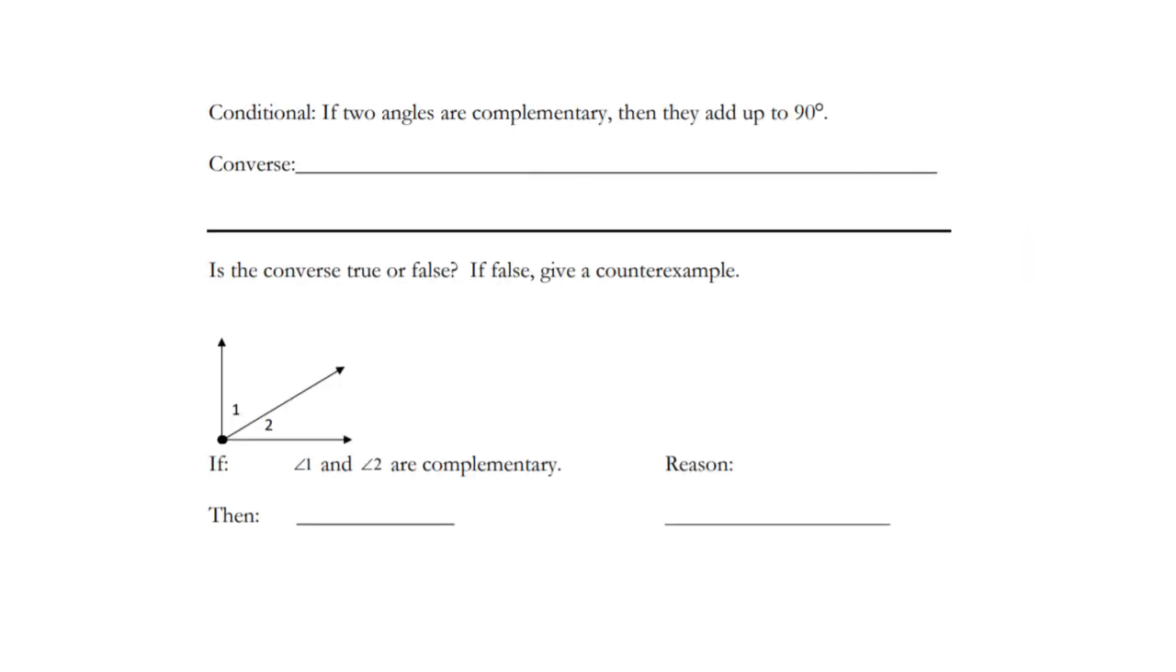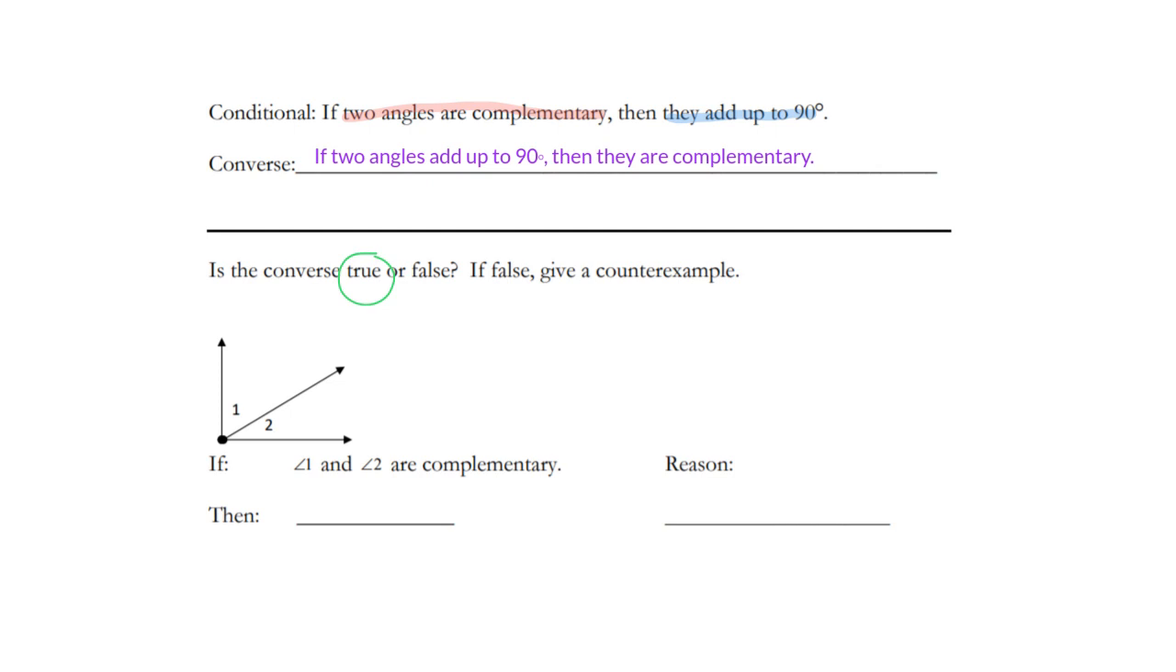Okay, so next we're going to review or remind ourselves what complementary means. So we have a conditional statement. It says if two angles are complementary, then they add up to 90 degrees. All right, so for some practice, go ahead, write the converse. And there it is. If two angles add up to 90 degrees, then they are complementary. Again, this is a true conditional statement. If two angles add up to 90, they are indeed complementary angles.